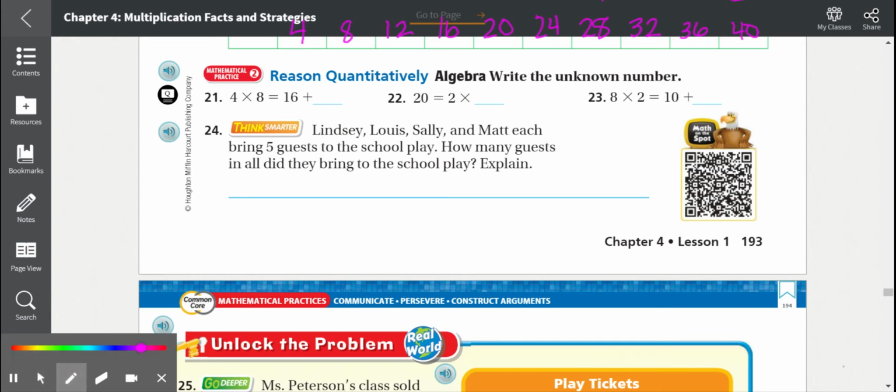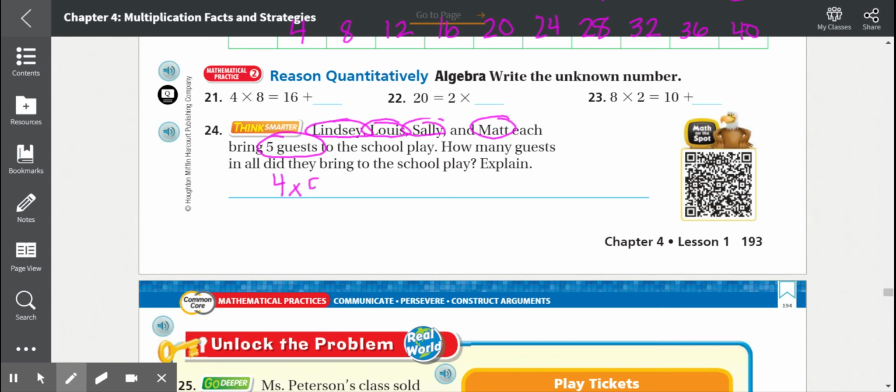Okay, let's do this next one. Lindsay, Lewis, Sally, and Matt each bring 5 guests to the school play. How many guests did they bring to the school play? Okay, so we have Lindsay, Lewis, Sally, and Matt. That's 1, 2, 3, 4 people, right? 4 people. Each bring 5 guests to the school play. So we know we're doing 4 people. That's 4 times 5 equals blank.